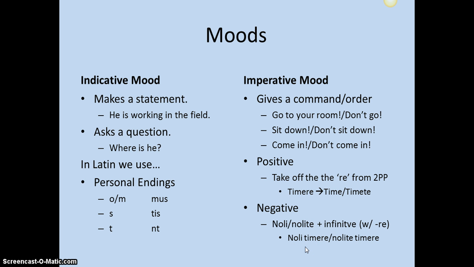What you notice is in the positive, we start with that second principal part, and all we have to do is remove the RE. Whatever's left is the singular command. If we wanted to order a group of people, or more than one, all we have to do is add a TE. So time becomes timete.